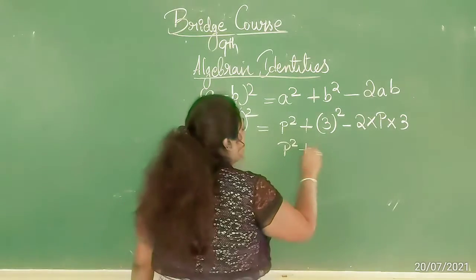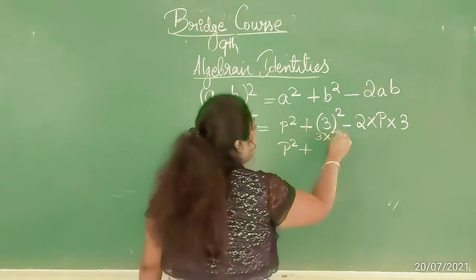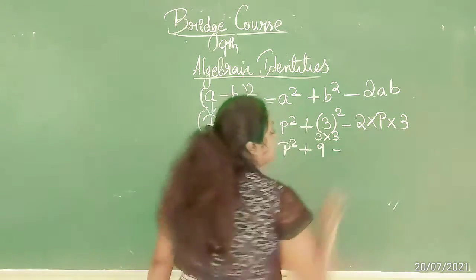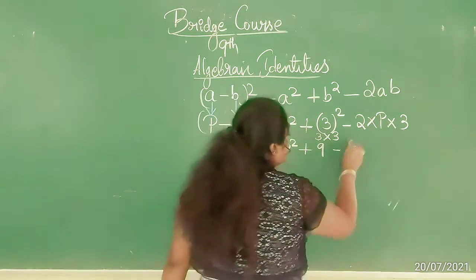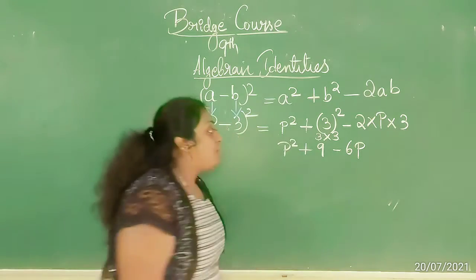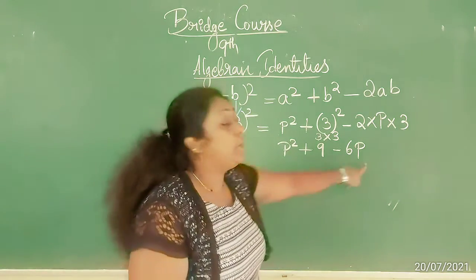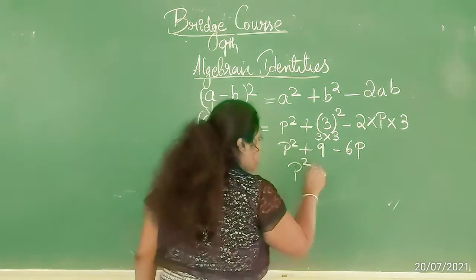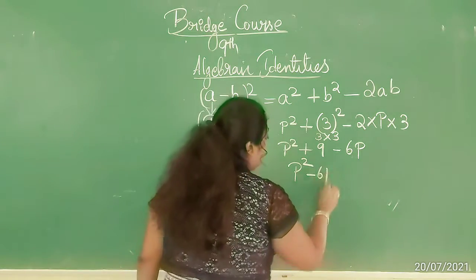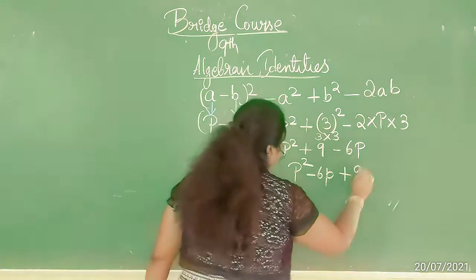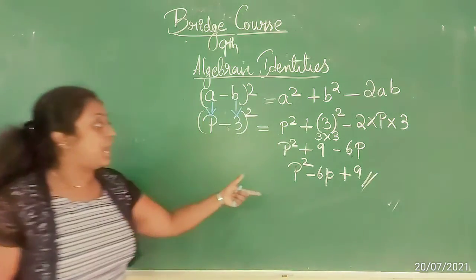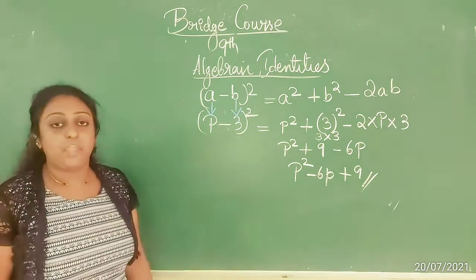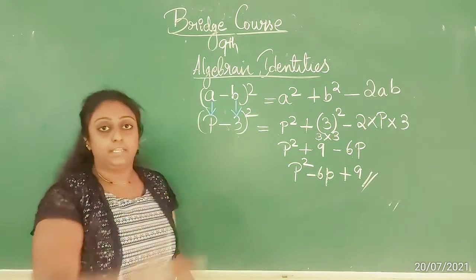p square plus 3 square is 3 into 3. 3 3s are 9. Minus 2 3s are how much? 6. 6p. Now what you will do? As I said, you have to rearrange it, isn't it? So you have to write as p square, this minus 6p and this plus 9. So this is how you are supposed to do your formula method. Okay. Now next we will go with the other formula.